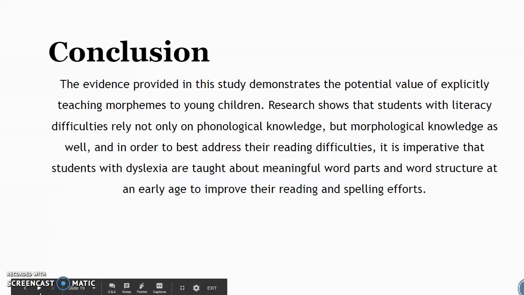But overall, I was very happy with the outcomes here. I do know that MA can improve spelling efforts of students having that intervention. The evidence provided in this study demonstrates the potential value of explicitly teaching those morphemes to young children. Research shows that students with literacy difficulties rely not only on phonological knowledge, but also morphological knowledge. It's imperative that we address morphological knowledge and have interventions for students at a very young age to help improve their reading and spelling efforts.